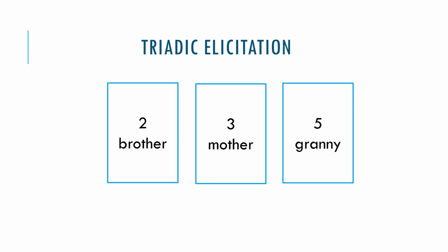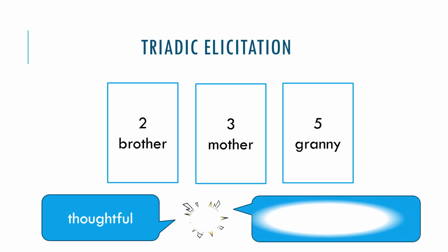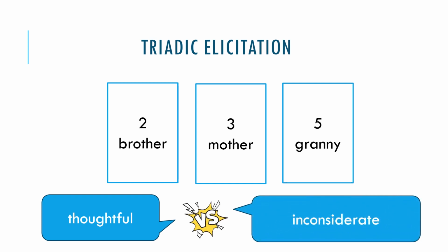For example, in the example on the screen, the person has been given 3 cards: brother, mother, and granny. The person has to think about how 2 of these people are the same and different from the third person. So the person might say, my mother and granny are both thoughtful. If the interviewee does not automatically give the opposite of the similarity, the following question can be asked to elicit the contrast pole. How would you describe someone who isn't thoughtful? Or what is the contrast to thoughtful? The person might suggest that a person who is not thoughtful is inconsiderate.